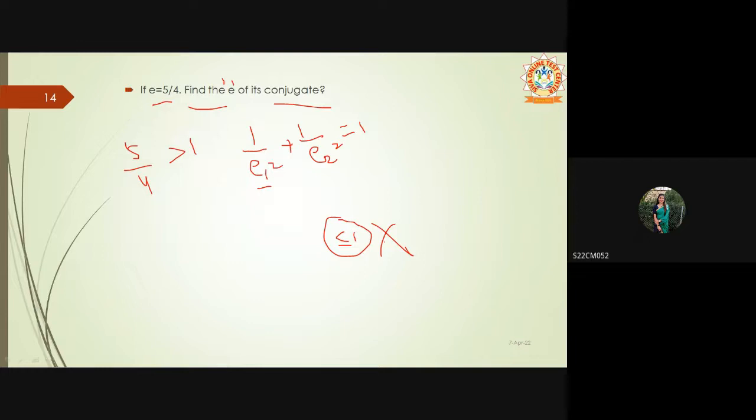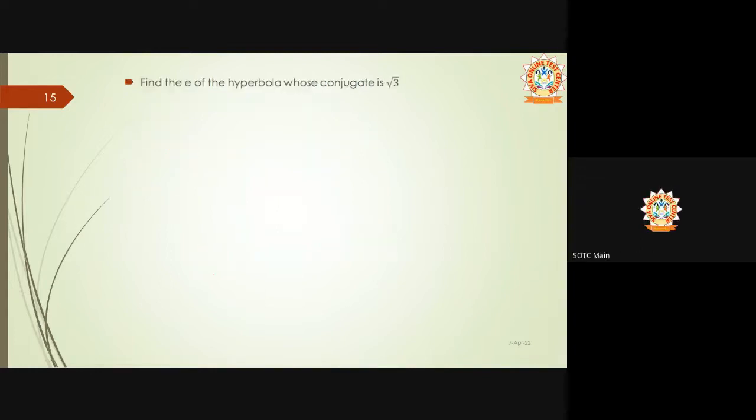5 by 3, sir. Yes, very good. 5 by 3. So it is greater than 1 only. Always remember, greater than 1 only. Now try to solve the next question. Similar question. Find the eccentricity of the hyperbola whose conjugate is √3.